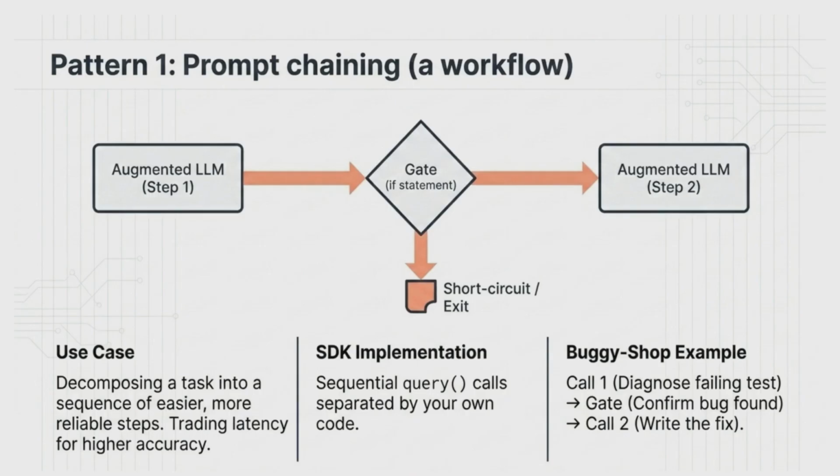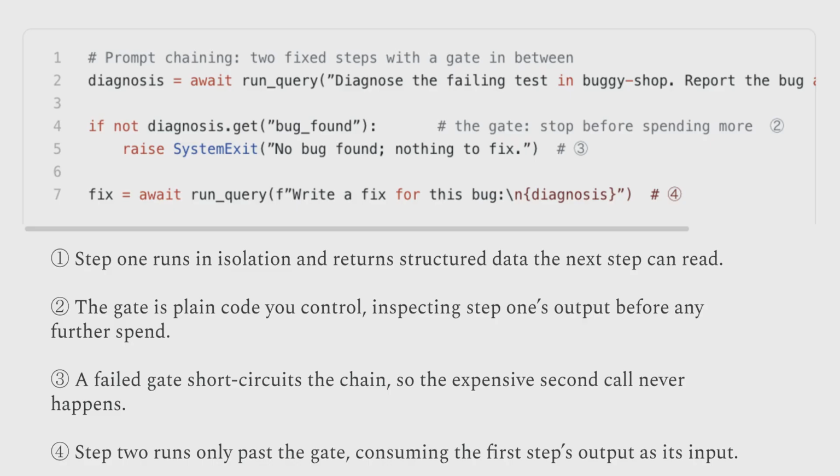Step 1 runs in isolation and returns structured data the next step can read. The gate is plain code you control, inspecting step 1's output before any further spend. A failed gate short-circuits the chain, so the expensive second call never happens. Step 2 runs only past the gate, consuming the first step's output as its input.